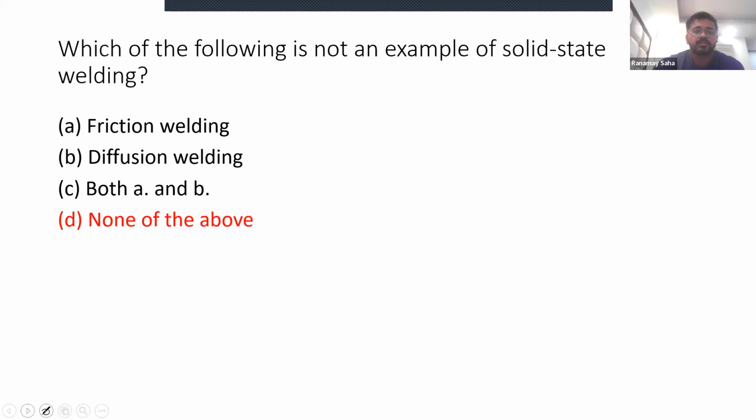And then this question says, which of the following is not actually an example of solid state welding? It says not an example, right? You know, friction welding is solid state welding, diffusion welding is solid state welding. So this automatically becomes correct. So option D happens to be the correct option for this question. I hope that's clear. So we'll move to the next question, right?